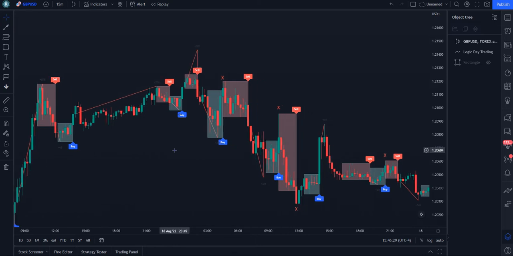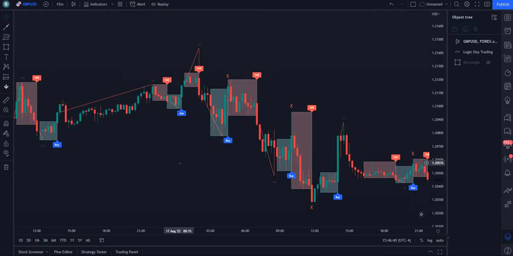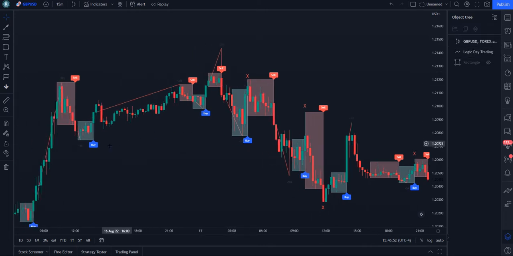Now this does work on all time frames. You can certainly use it on the higher ones, the 4 hour, the daily, but it works just as well on the smaller time frames too, and it has great precision as far as identifying valid supply and demand zones, great retracement levels, and so on and so forth.